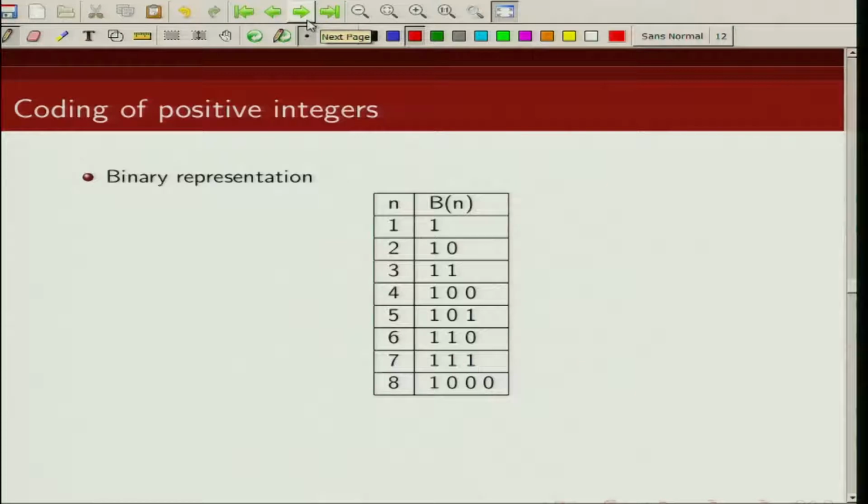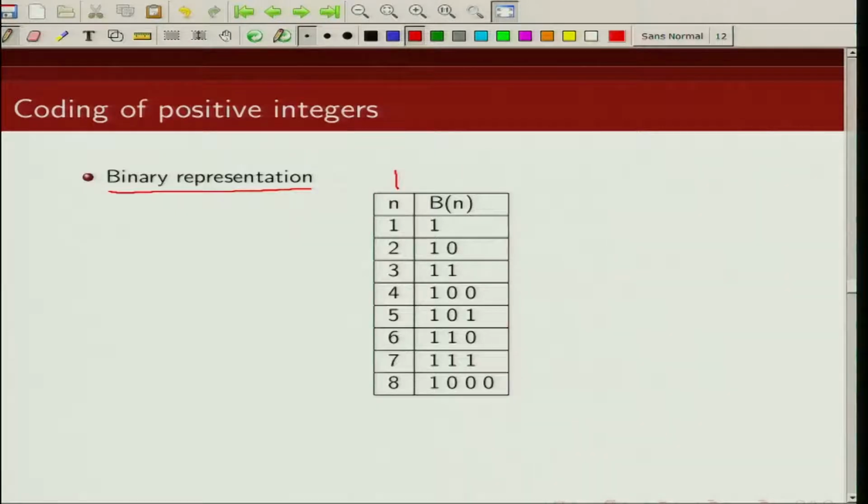To do that, I need to first give a scheme which will encode positive numbers. So I'm going to talk about a scheme to design coding for positive numbers. You are all familiar with the binary representation of positive numbers.